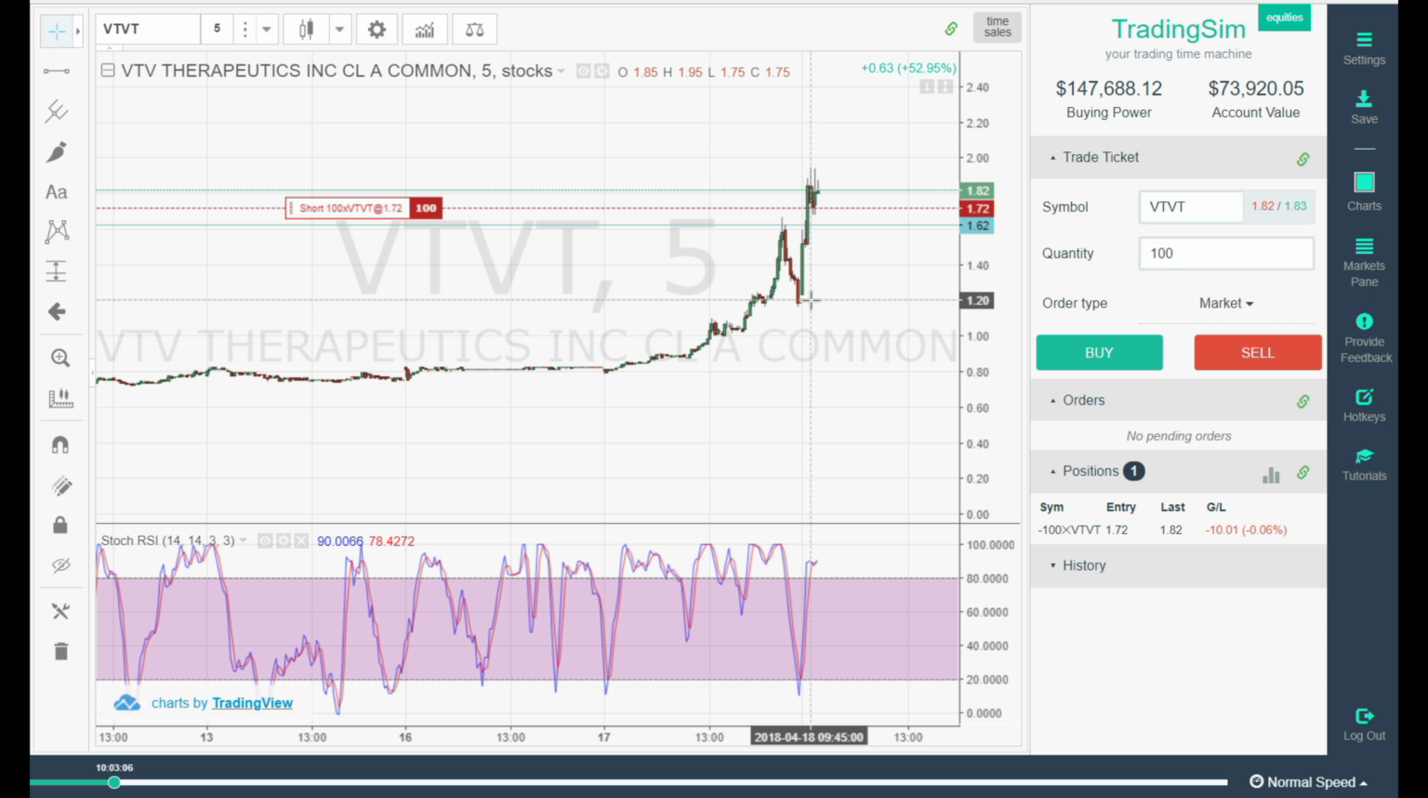So let's say our target is the last low of $1.18. So we're trying to make 50, 60 cents, give or take. And let's say our stop loss is in the 190s, so we're risking like 20 cents. So it's close to a 2-to-1, 3-to-1 ratio.